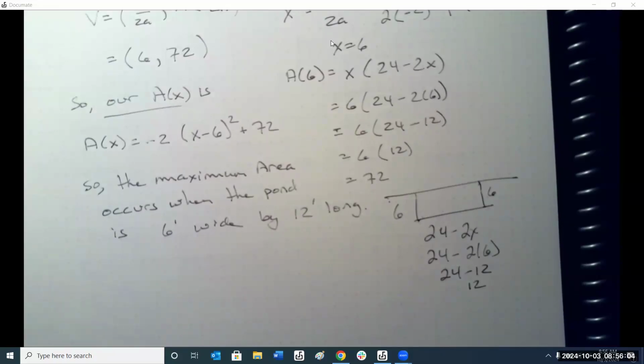All right, everybody. Yeah, there's more examples, but it's done the same way. It's quadratic, so look for the vertex, and that'll maximize or minimize. If it opens up, it's a minimize problem. If it opens down, it's a maximize problem. All right.